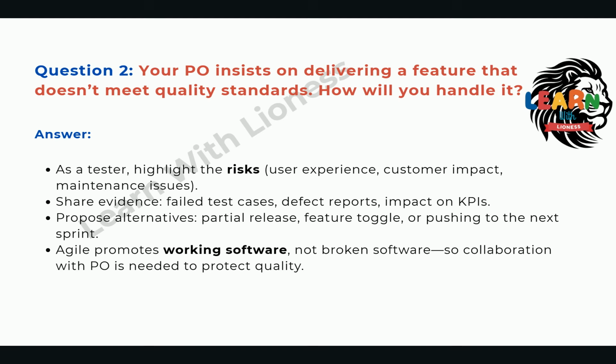Share evidence: failed test cases, defect reports, impact on KPIs. Propose alternatives: partial release, feature toggle, or pushing to the next sprint. Agile promotes working software, not broken software, so collaboration with PO is needed to protect quality.